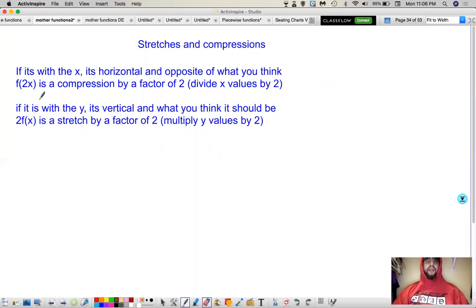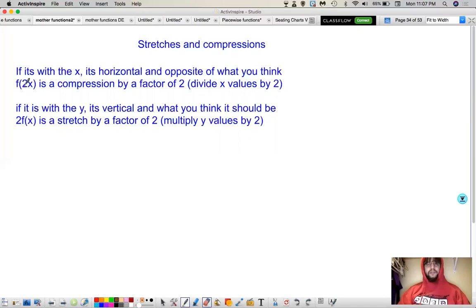If it is with the x, it's horizontal. Many times with the x, it's horizontal, whether it stretches or reflections, whatever. And it's always the opposite of what you think it should be. So if we have f of 2x, that's actually compression. It's going to get smaller on the x's. The x's are going to get shrunk by a factor of 2.